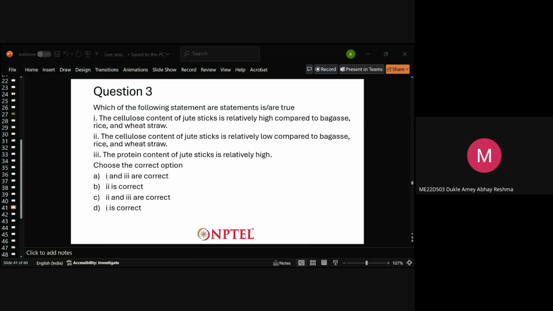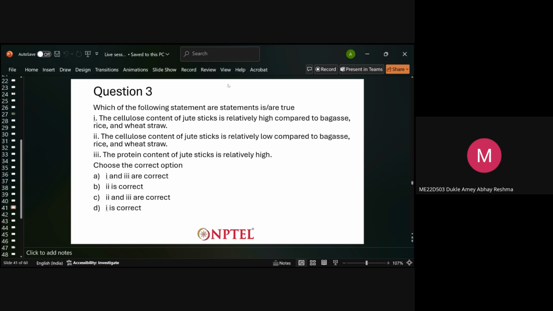Moving to the next question. Which of the following statements are true? One: the cellulosic content of jute sticks is relatively high compared to bagasse, rice, and wheat straw. Two: the cellulosic content of jute sticks is relatively low compared to bagasse, rice, and wheat straw. Three: the protein content of jute sticks is relatively high. Choose the correct options. So either 1 and 3 are correct, 2 is correct, 2 and 3 are correct, or only 1 is correct.